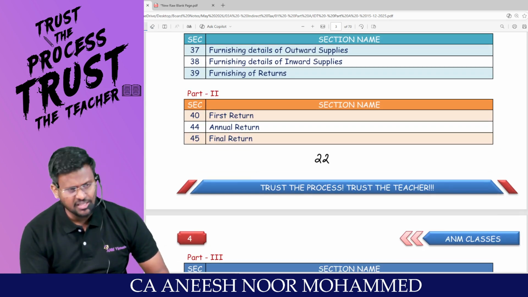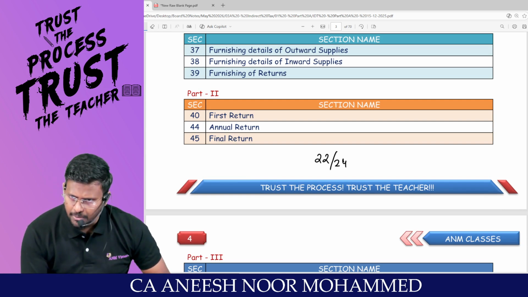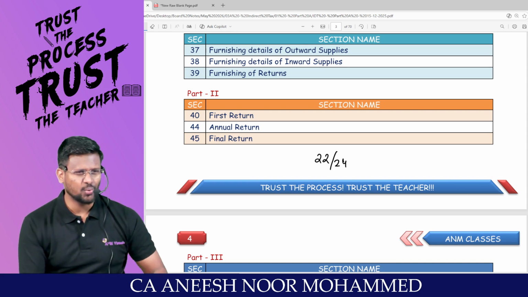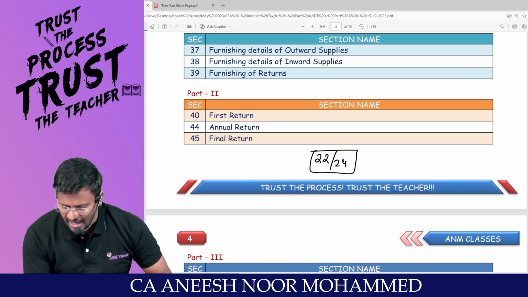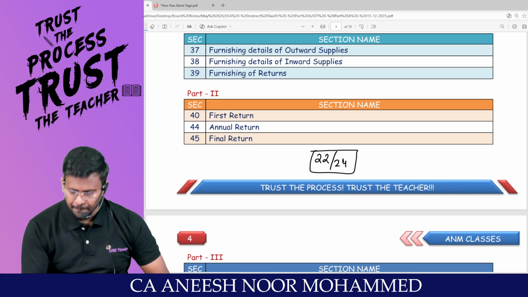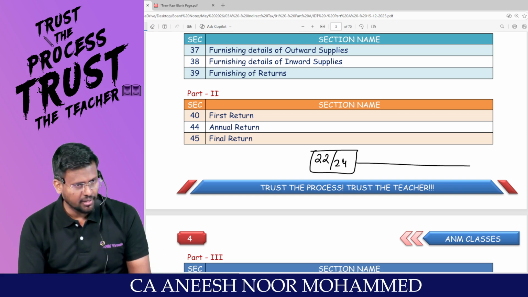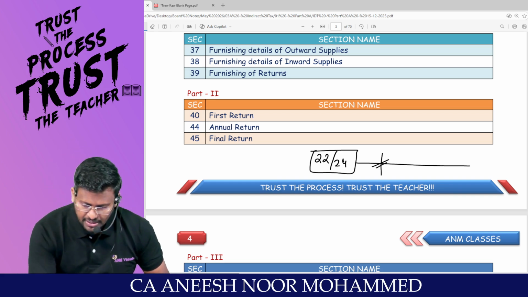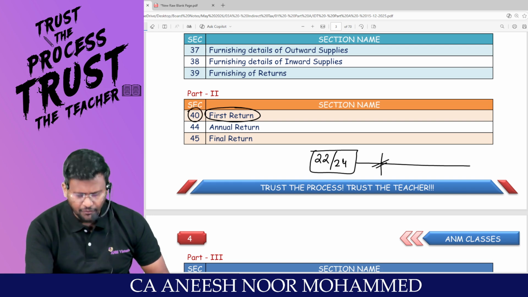Either as per section 22 or as per section 24, as the case may be. Will you take registration as per section 23? No, sir. Section 23 is for persons not liable to take registration. Once you take registration either under section 22 or 24, the first time you file a return is called the first return. What return? That's section 40.